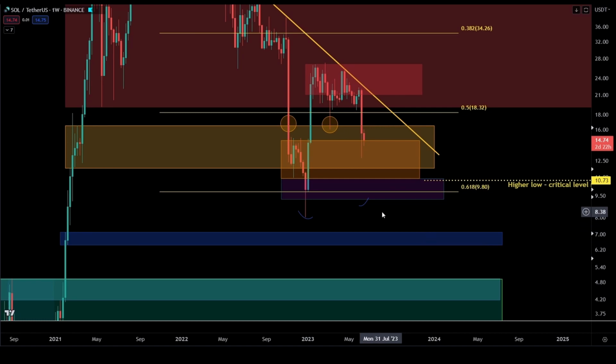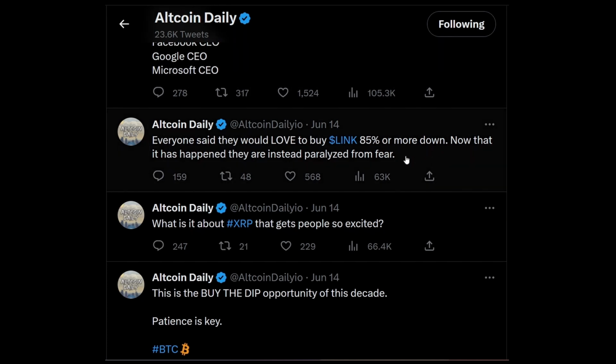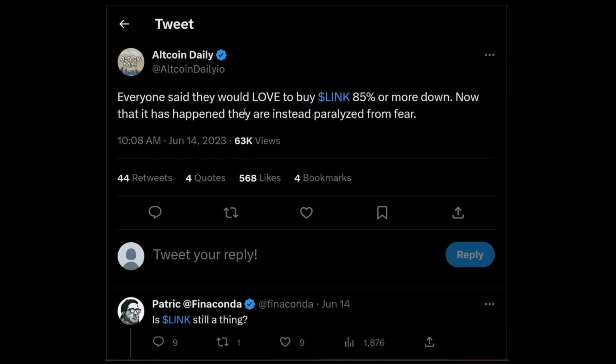I'd like to just come to Altcoin Daily's Twitter. He had a very interesting tweet here when he described: everyone said they would love to buy Link 85% or more down. Now that has happened, they're instead paralyzed from fear. It kind of goes to what we've already discussed, and you can replace Link with any project here. Obviously, the strength of the project will make a difference, right? The charts are the first point of our assessment, the first place we want to look. But if you're looking at a terrible project, then maybe it will never make a test at new highs or previous highs ever again.